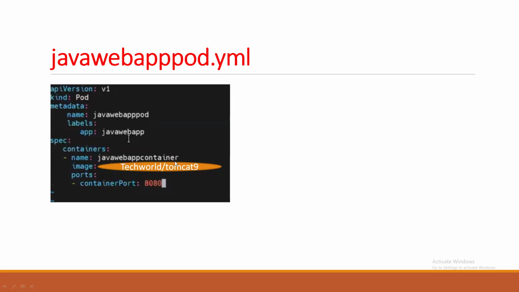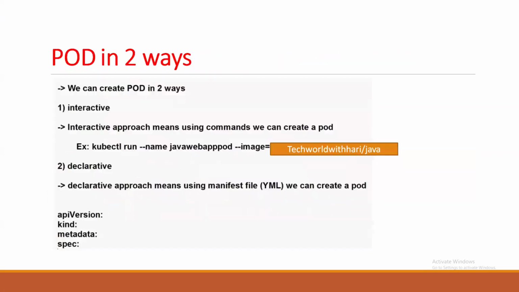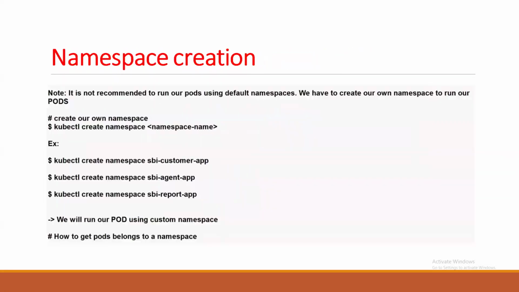java-web-app-container. So name is just a name, guys. Image equal to techworld with Tomcat, whatever is in Docker Hub or a registry or an artifact repository, whatever it may be. You need to provide the path. Ports: containerPort equal to 8080. You are just allowing the container port only, not the host port. This is just a manifest file, guys, a manifest file to create the pod inside the worker node.